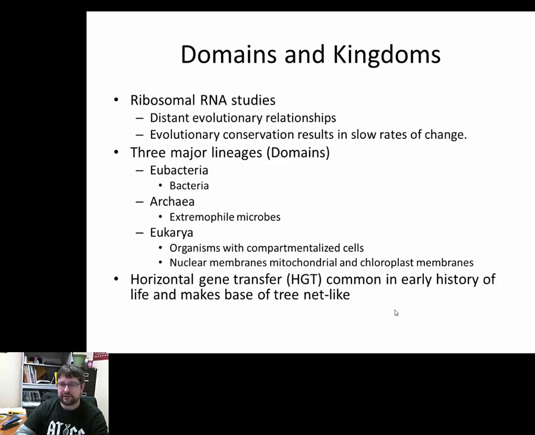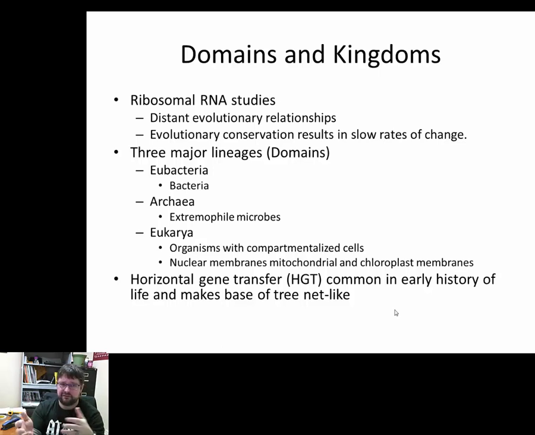All right. Now, the other thing that we'll talk a little bit about, because it still goes on, especially at the protozoan level, but it went on early on between probably eubacteria and archaea, is this horizontal gene transfer. Because species of bacteria and extremophiles will exchange genetic material, it's difficult to build the base of a tree. Right? It's difficult to connect everything to a single ancestor because of this exchange of genetic material.